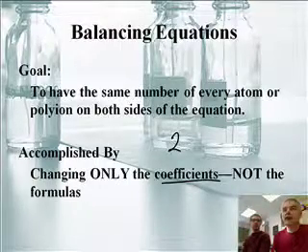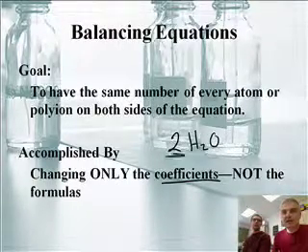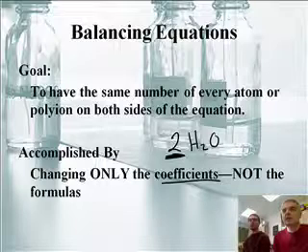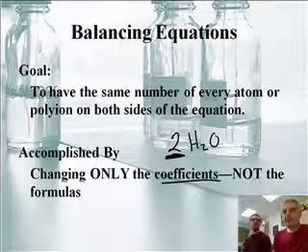Okay. So we had 2 H2Os. Right. That's this number. Right. You never change the formula of the compound. Right. Ever. Once you write it down, it's there for good. You never change it. You only put coefficients in front of the compounds.